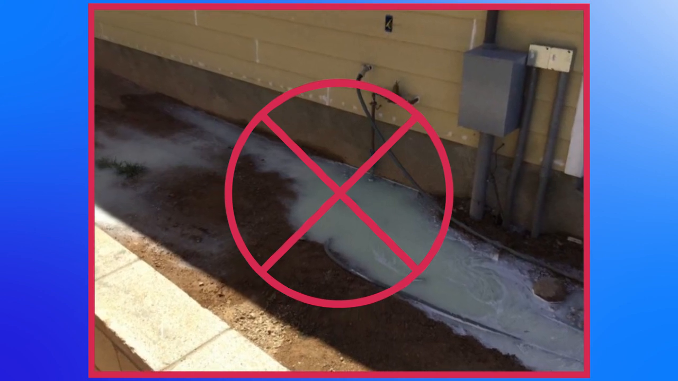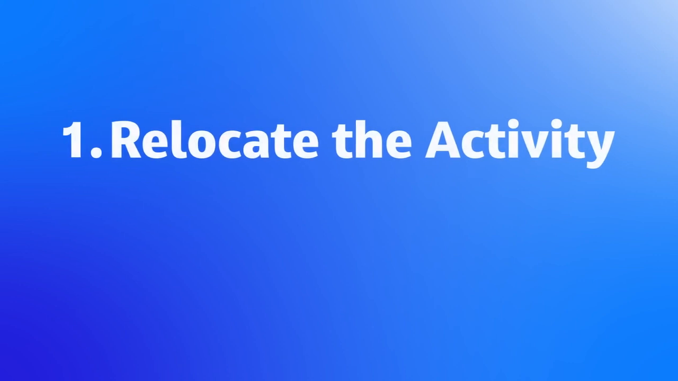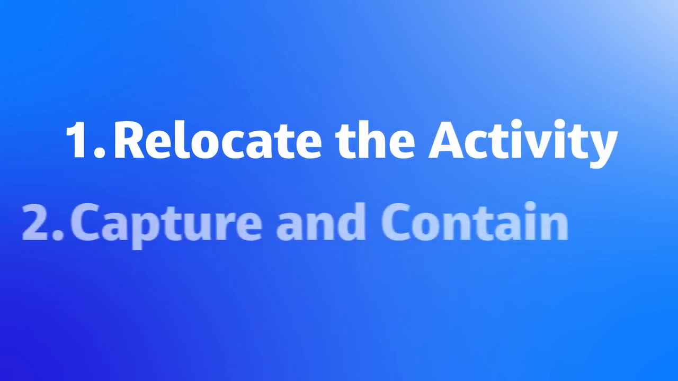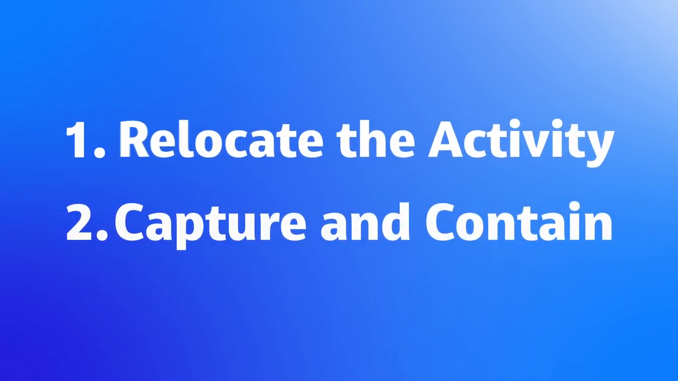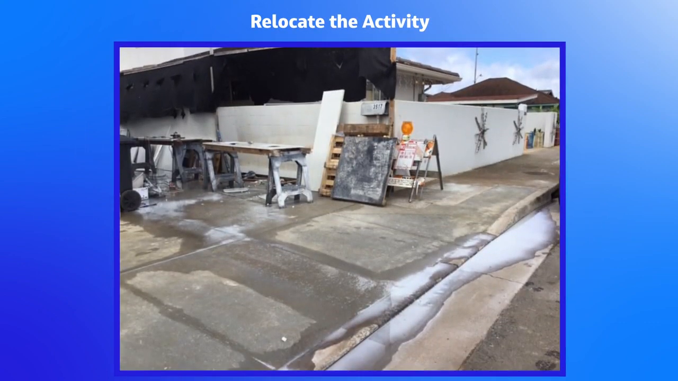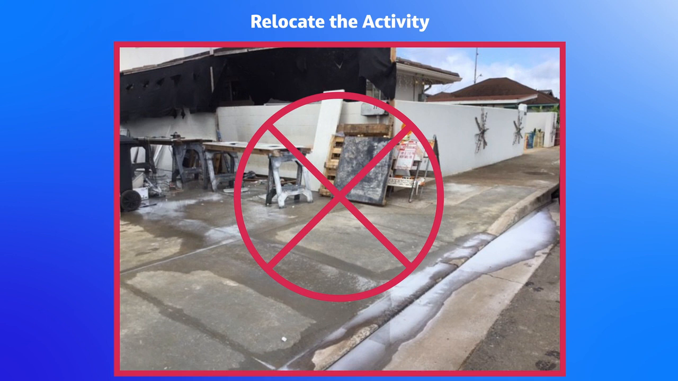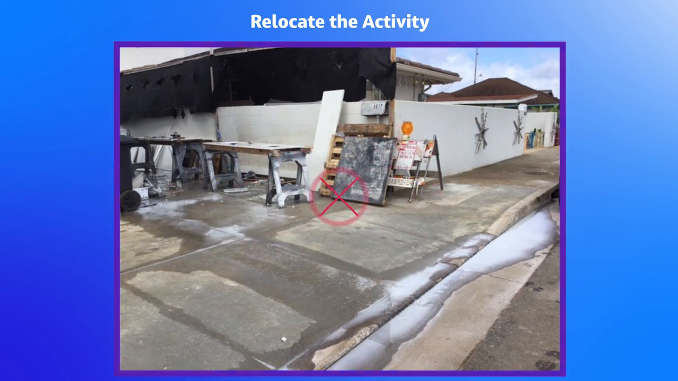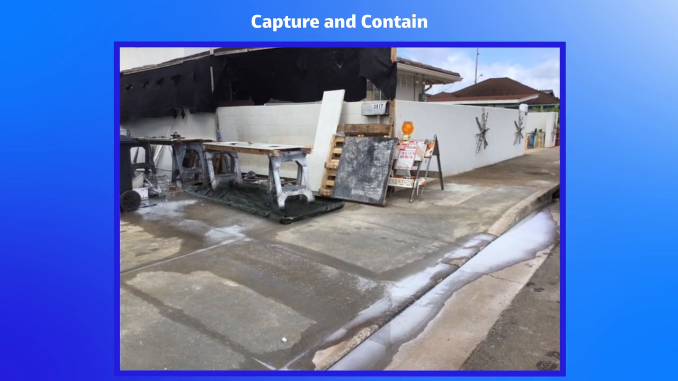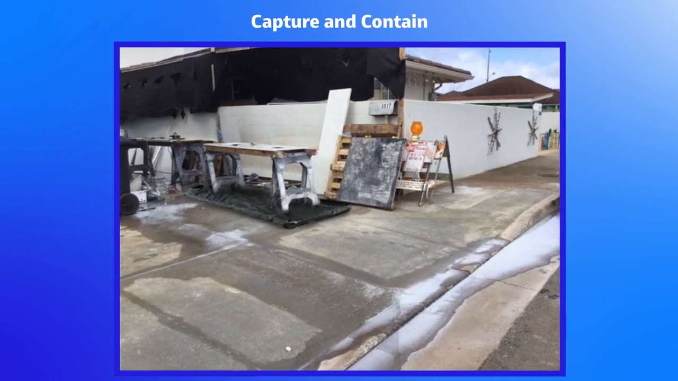When planning for saw cutting, consider BMPs such as relocate the activity and capture and contain. First, consider relocating the saw cutting activity away from roads and storm drains. The potential for polluted runoff is lower if the activity is conducted away from the street and storm water conveyances. If that is not possible for your project, capture and contain all liquid wastes before they run off a surface.